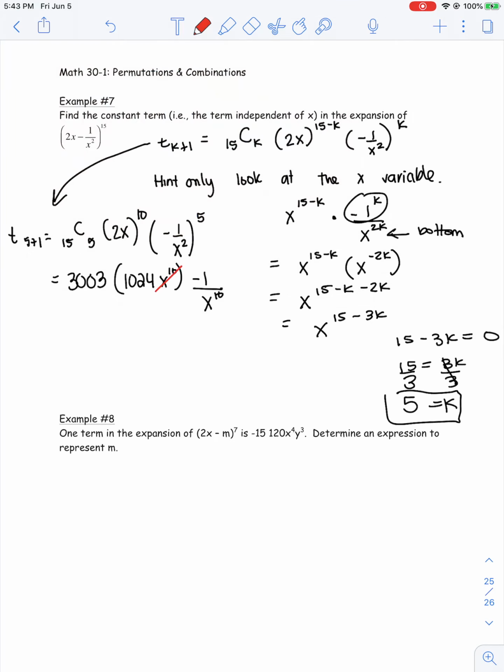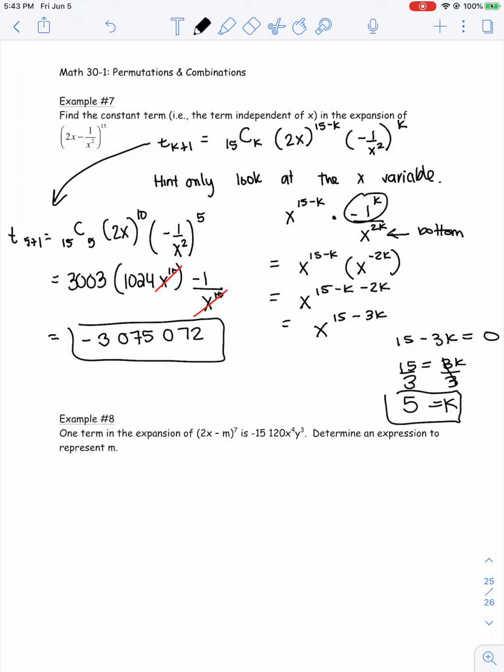As you can see, these x to the power of 10s will cross each other off because one is in your numerator and one is in your denominator. So all you have to do is multiply the coefficients together. That's 3003 multiplied by 1024 multiplied by negative 1. And we get that the constant is negative 3,075,072. So that's our constant in this expansion, the one without any variables.